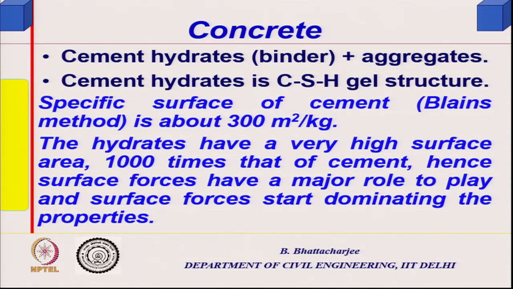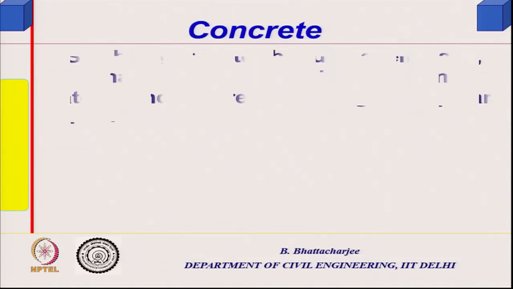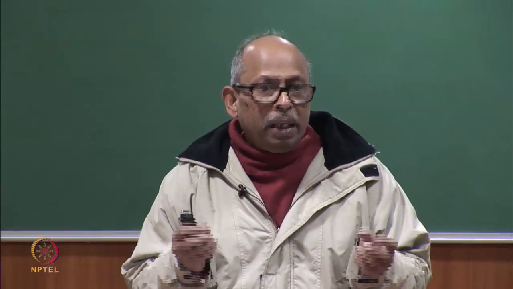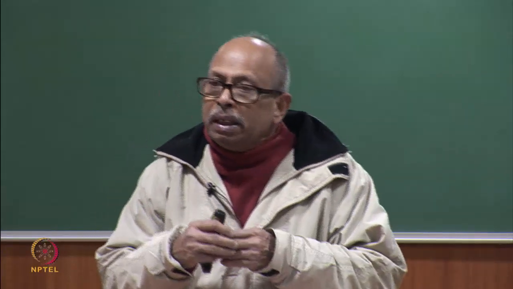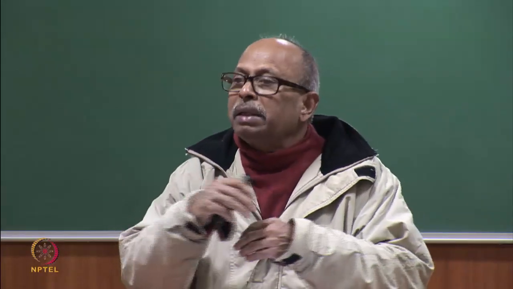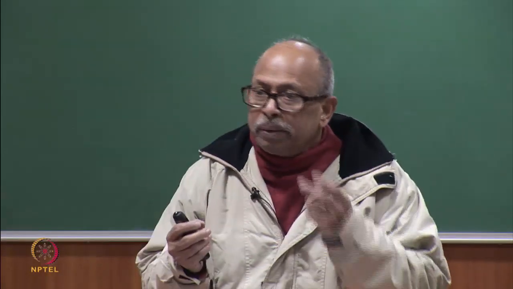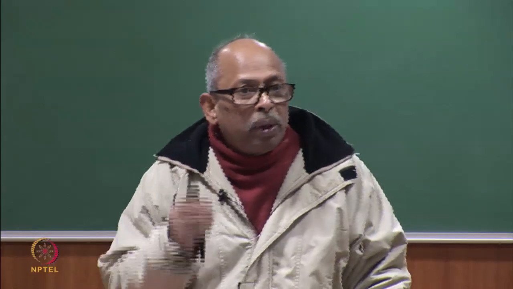As I mentioned in the last class, the CSH is the calcium silicate hydrate, which has some capillary pores filled with water, and it also has gel pores, as we call them, in the microstructure of the calcium silicate hydrates itself. They form a gelatinous, layered structure with spaces in between the layers, which we call gel space, and there could be adsorbed water there.